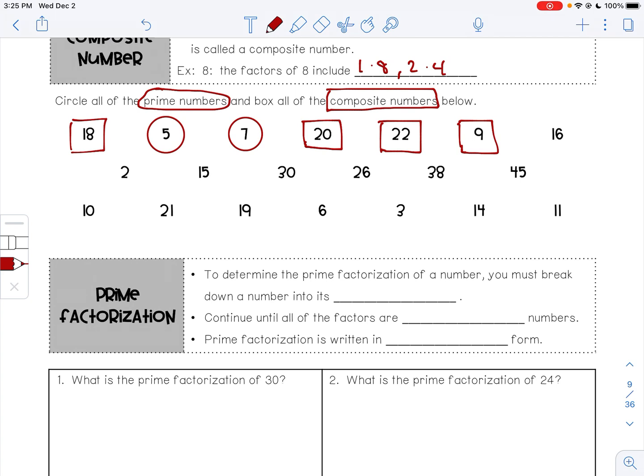Let's try 16. What can I multiply together to get 16? 1 times 16, 2 times 8, 4 times 4. So that makes it a composite number. So hopefully this is starting to make sense just a little bit, but what I would like for you to do is pause the video, finish out this portion of the notes, and come back to see if you get the right answer.